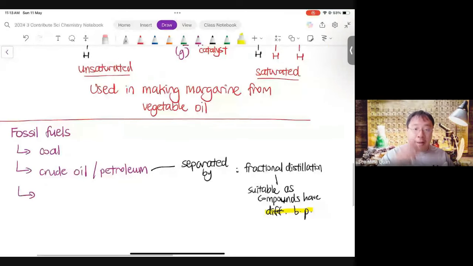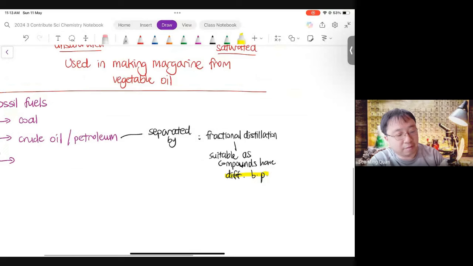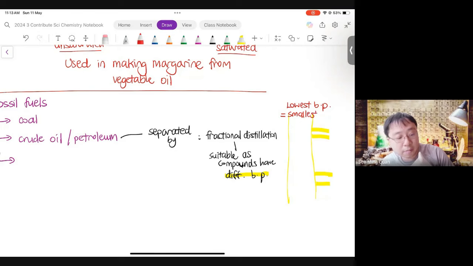Okay? Now, besides this, you should also know something about fractional distillation from Sec 3. You will need a fractionating column. So in the case of crude oil, the fractionating column, okay, I'm just going to draw very randomly, like this. Okay, so this broadly speaking is a fractionating column, right? Now, at the top of the fractionating column is the lowest boiling point. That means the compound with the lowest boiling point is collected at the top. The lowest boiling point is also the smallest molecule.